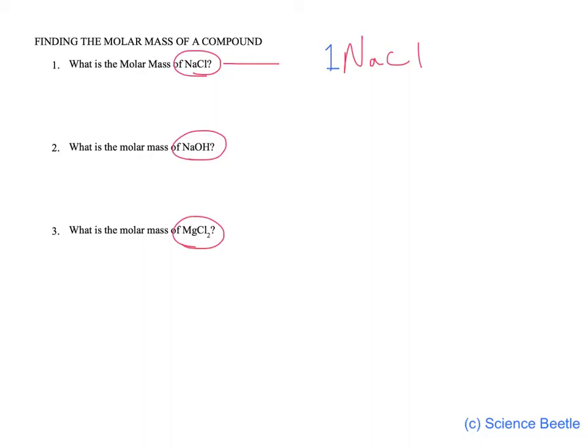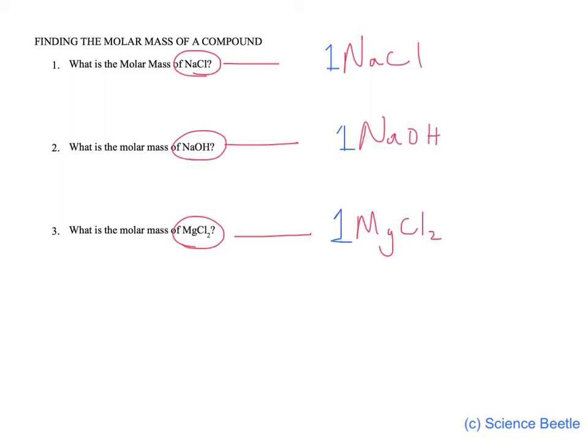Just like we're going to see the same thing over here for the NaOH. We have NaOH here, right? And we also know that there is an imaginary 1, indicating that there is 1 mole of sodium hydroxide. And in the last case here for the MgCl2, there is also an imaginary 1 at the beginning of this formula, indicating that there is 1 mole of MgCl2.